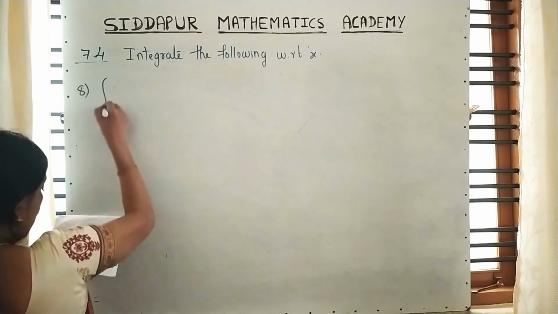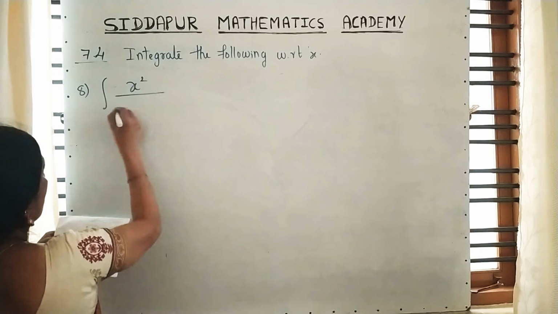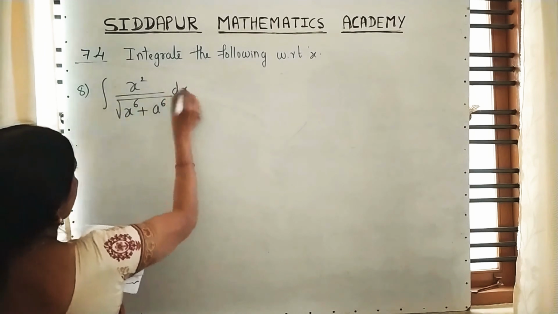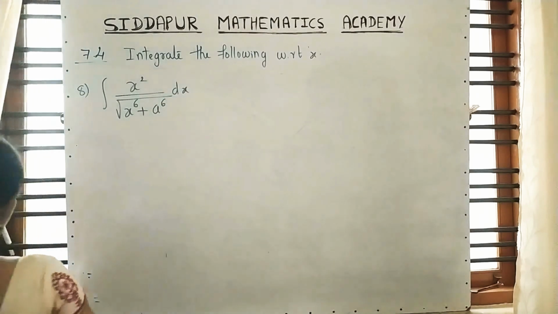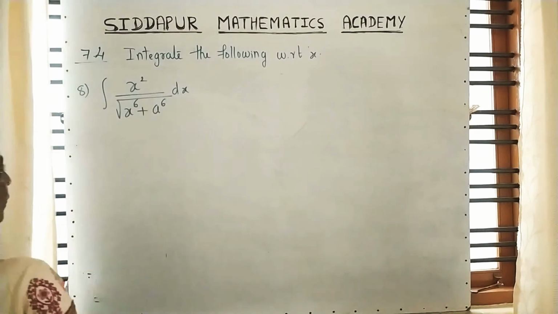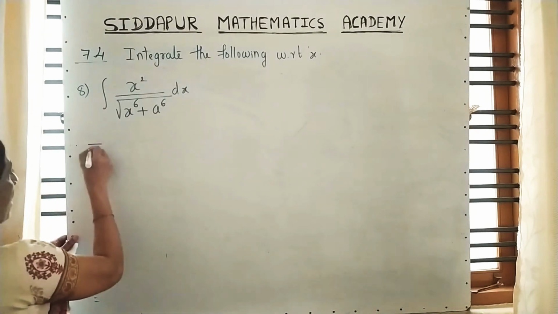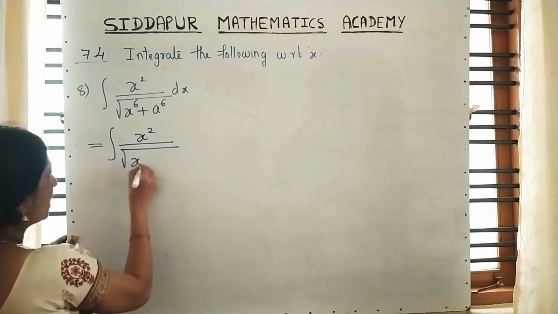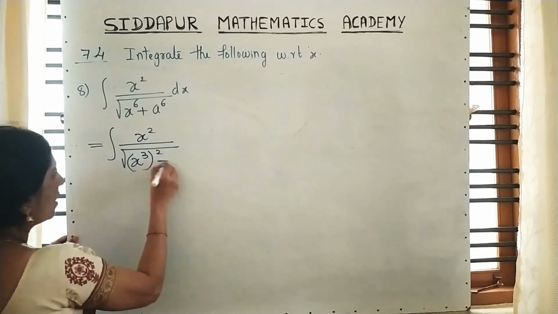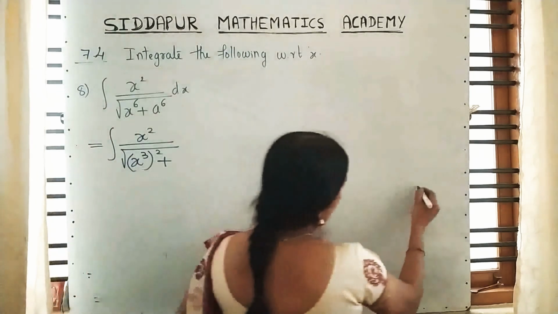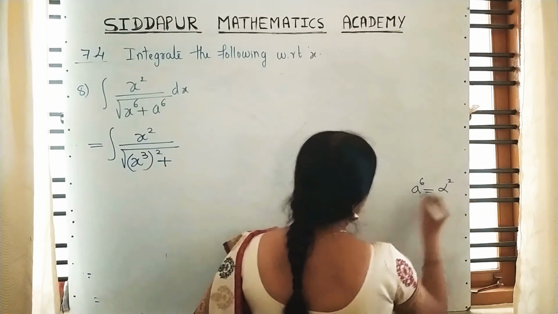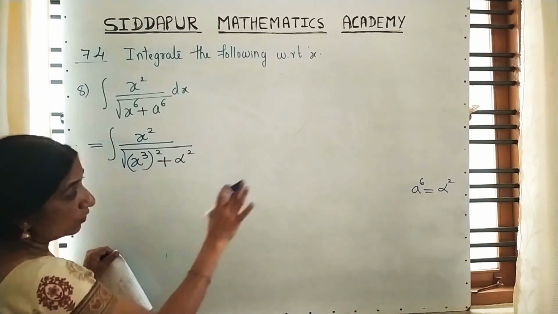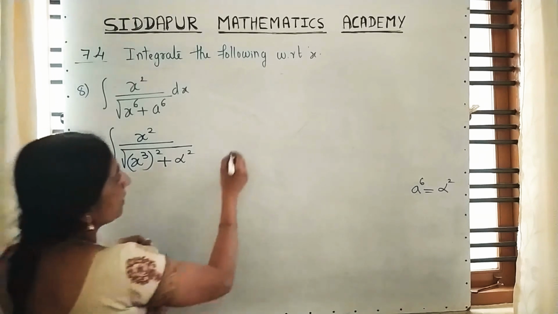Question number 8. Integration of x square upon x raised to 6 plus a raised to 6 into dx. And students, for our convenience, just write in the simplest form of this. Simplest form means just we have to rearrange. This is x square. x raised to 6 I am writing as x cube whole square, and a raised to 6, for our convenience I am writing alpha square. Understood? I am writing alpha square for our convenience, and don't differentiate that because we are just replacing a constant.